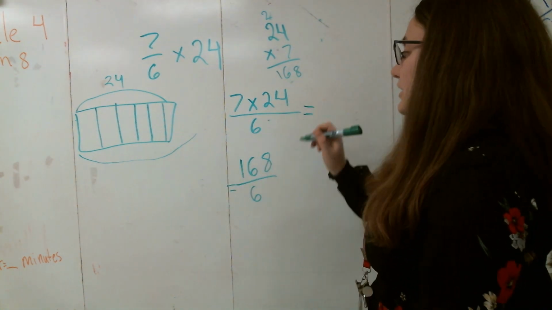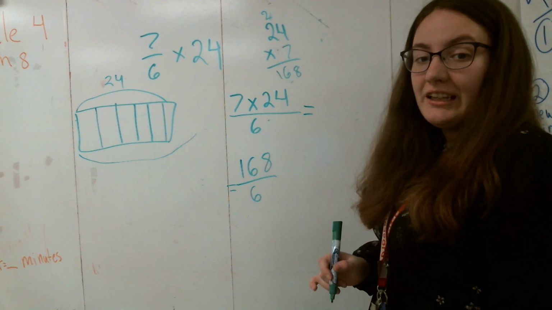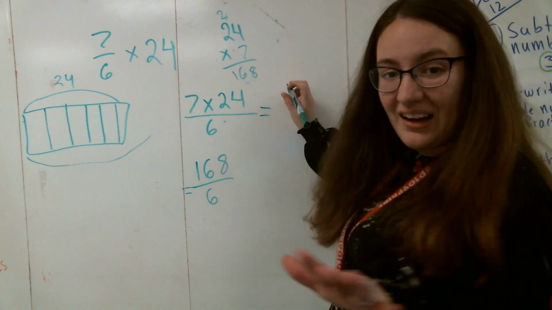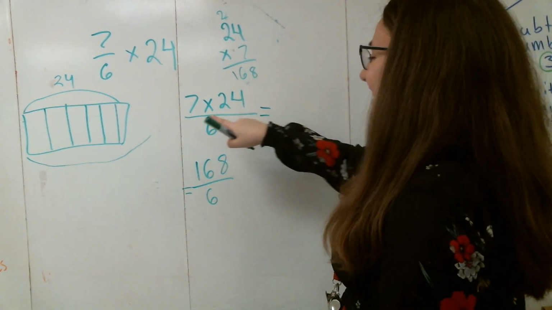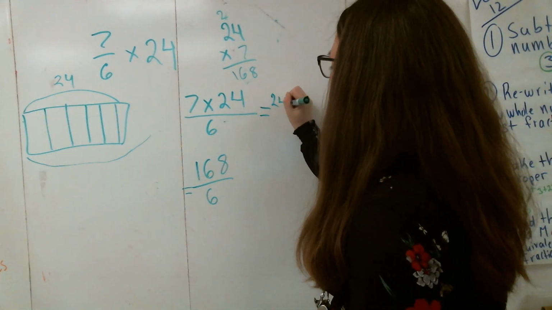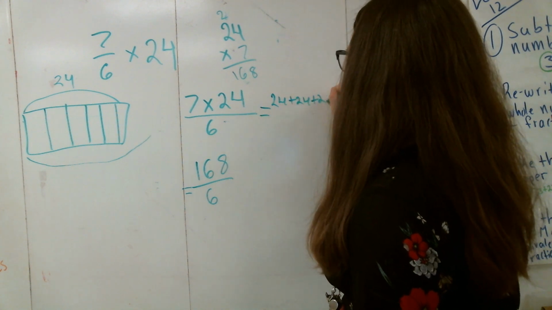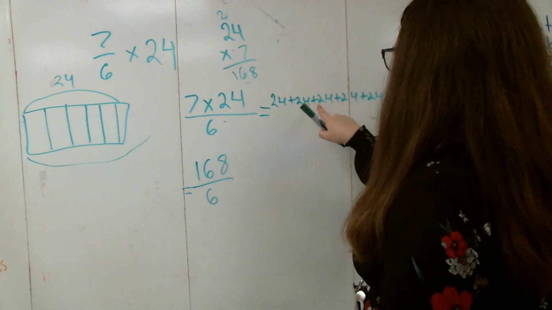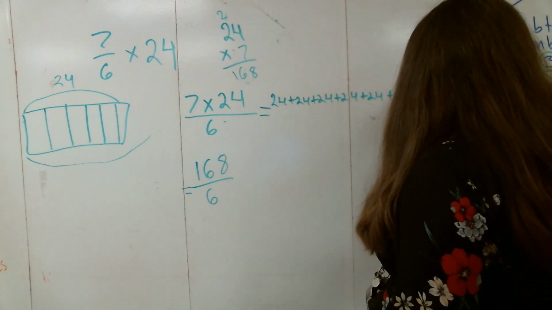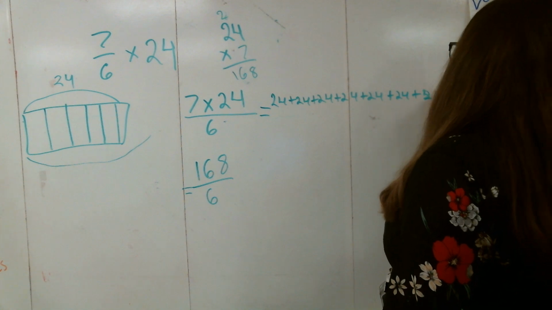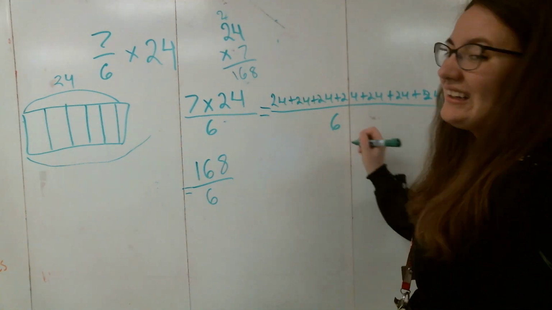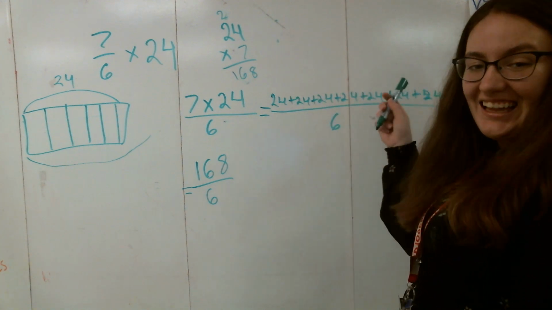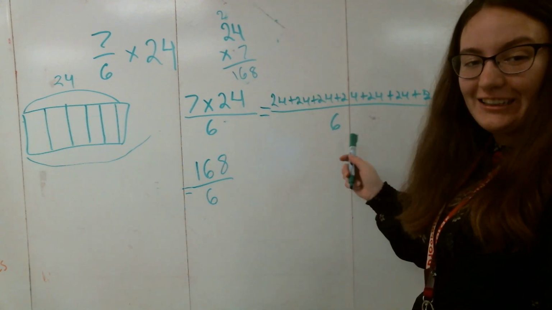And I'll show you what this would look like if you were to do the repeated addition. I'm not expecting you to write this down, but what this would look like, so I have 7 groups of 24. I would have 24 plus 24 plus 24 plus 24 plus 24, 1, 2, 3, 4, 5, 6, and 7 all over 6. And does that look like any fun to do? I definitely don't want to do that, and I don't think you want to do that either.